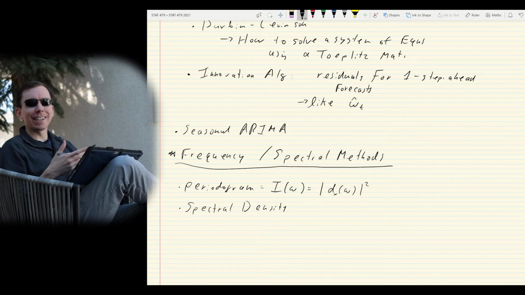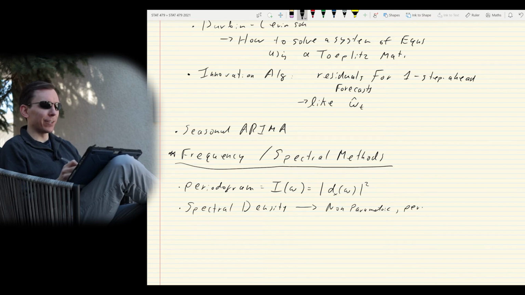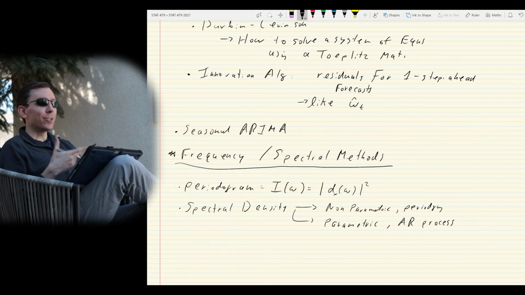So much so that we spent, I think, 3 different lectures talking about different ways to estimate the spectral density, right? There's the non-parametric approach, which is based on the periodogram. There's also the parametric approach, which is based on the AR process. So again, 2 different ways to look at estimating a spectral density.